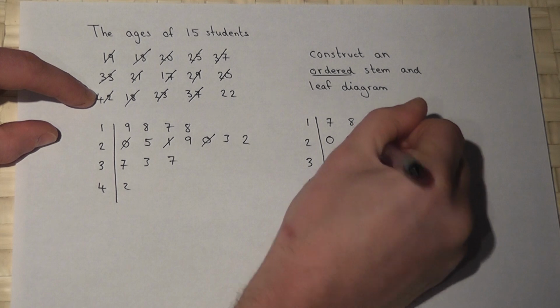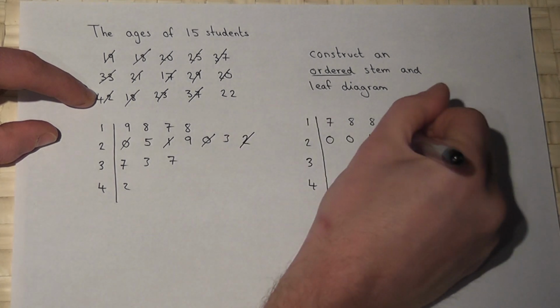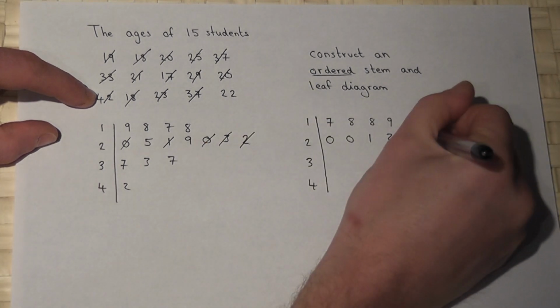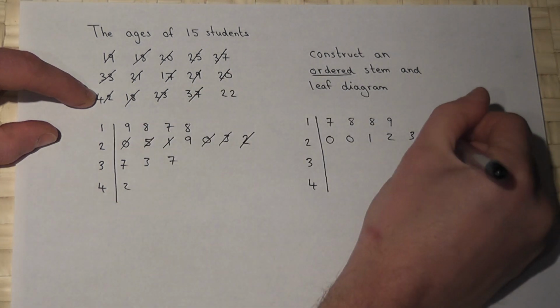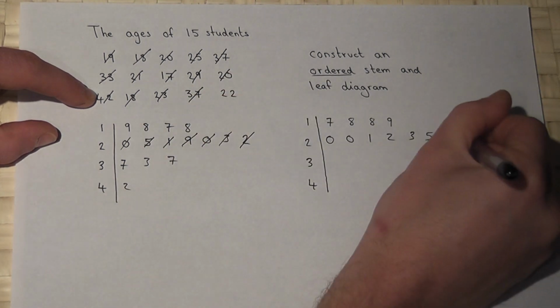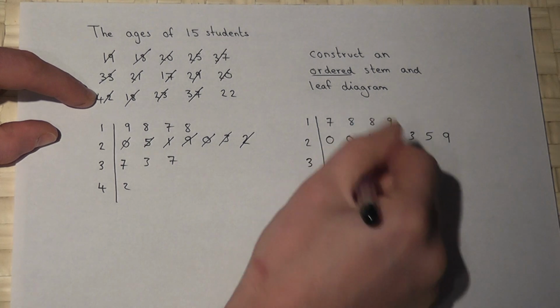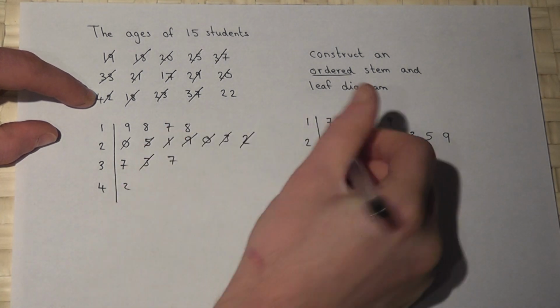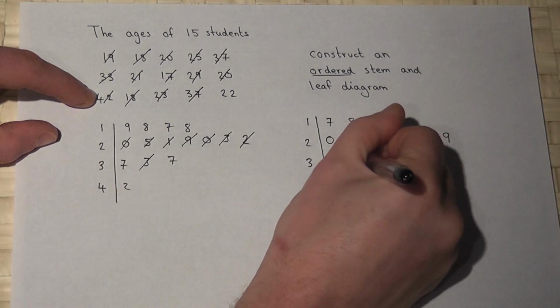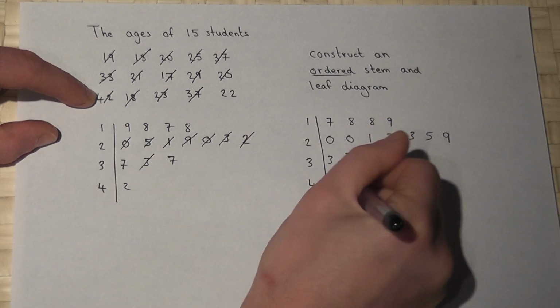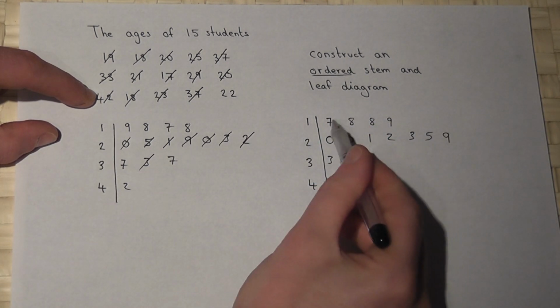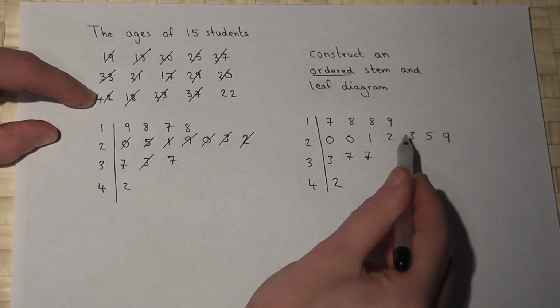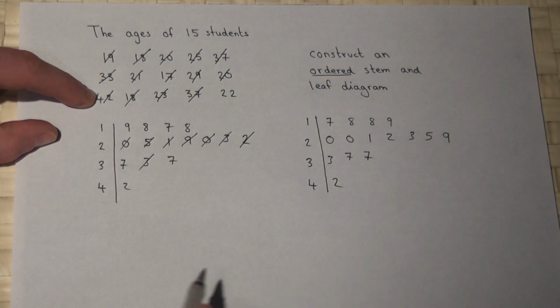1, 2, 3, 5, 9, and again I'm being very careful to make all the numbers line up properly. Then 3, 7, 7, and a 2. Let's double check. 1, 2, 3, 4, 5, 6, 7, 8, 9, 10, 11, 12, 13, 14, 15.